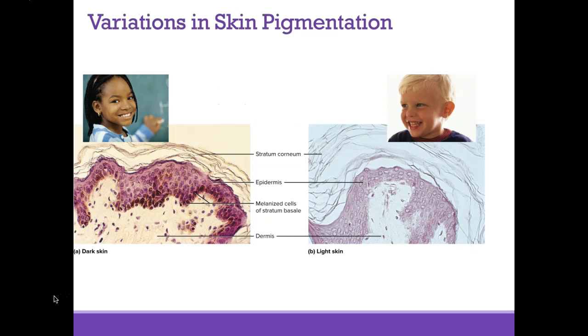You can see from this picture, the basal layer shows heavy deposits of melanin in darker skin, but light skin shows little to no visible melanin, right? But you still see the same epidermal cell. You see the same keratinocytes, they just don't have as much melanin in them.